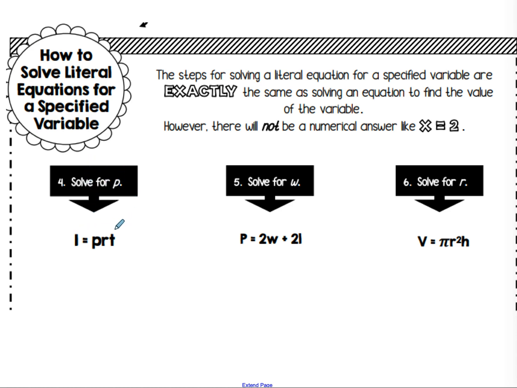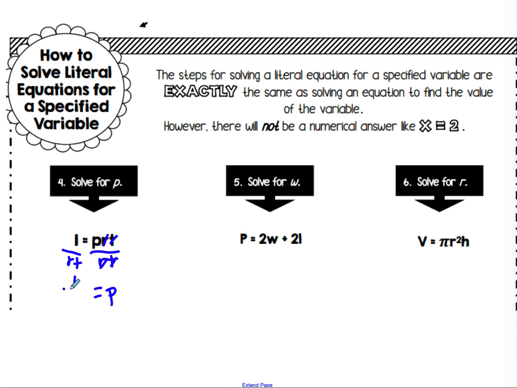I equals PRT. This is one that you will see later in the year when we get to simple interest. It's the simple interest formula. And we're solving for p. So PRT means p times r times t. To cancel out multiplication, we use division. So we need to divide both sides by r and t to get rid of the r and the t. R divided by r is 1. T divided by t is 1. So that leaves my equation to equal p.